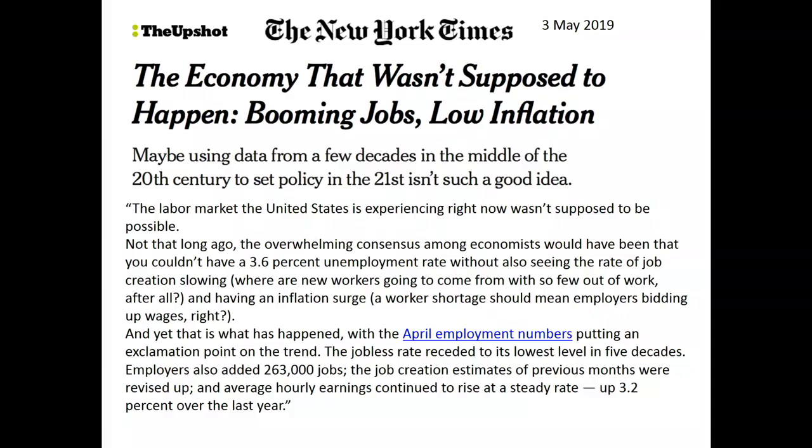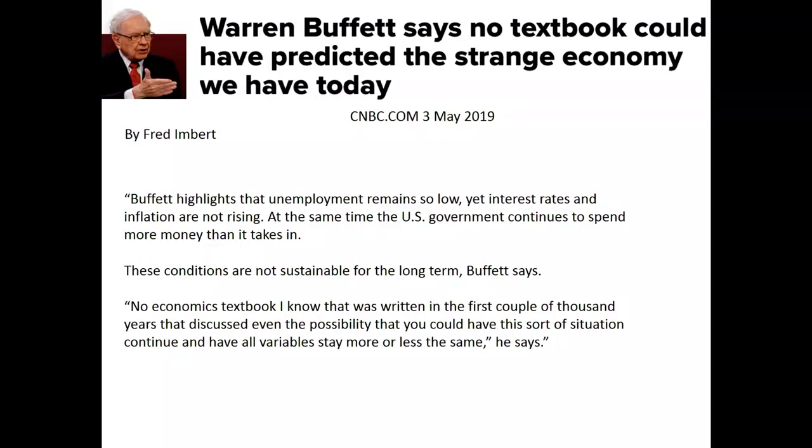So the booming jobs isn't the puzzle. The booming economy isn't the puzzle, because that will happen if you have a huge deficit. But the low inflation is what people can't explain. As Warren Buffett says, no textbook could have predicted the strange economy. Unemployment remains low, interest rates and inflation not rising, and yet at the same time the US government continues to spend more money than it takes in.